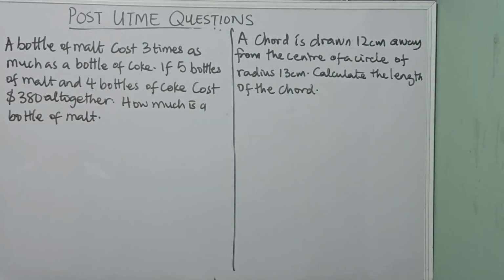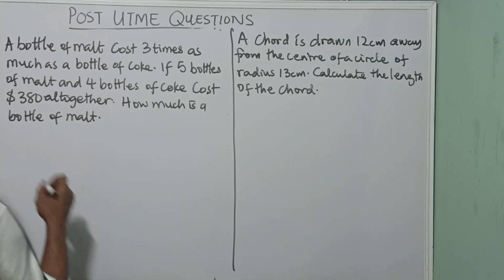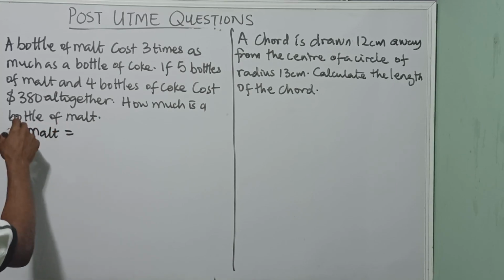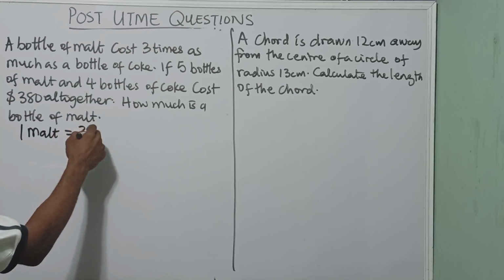A bottle of malt costs 3 times as much as a bottle of Coke. If 5 bottles of malt and 4 bottles of Coke cost $380 altogether, how much is a bottle of malt? Now, in order to do this, we'll have it as a bottle of malt equals, 1 malt equals 3 Coke.